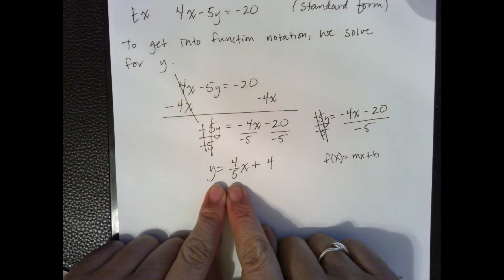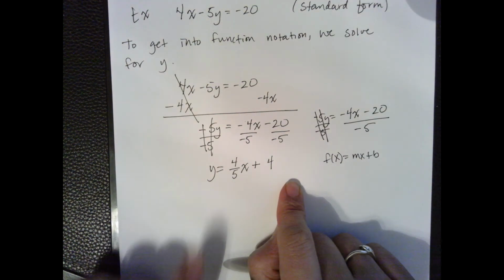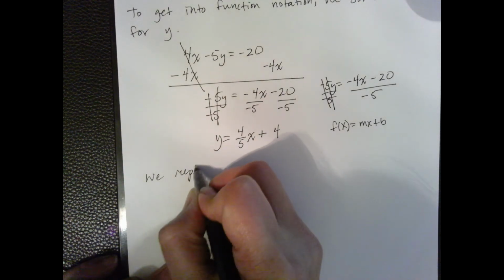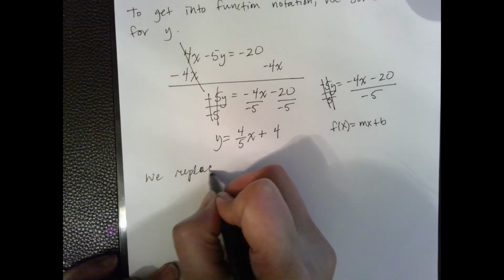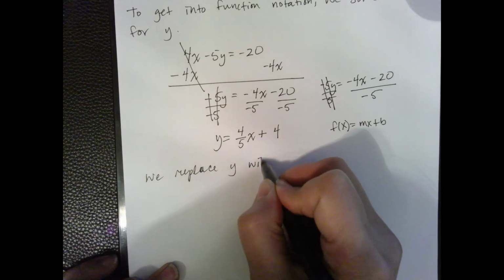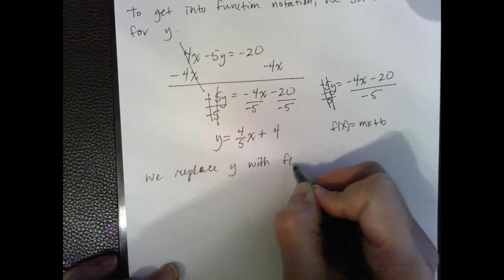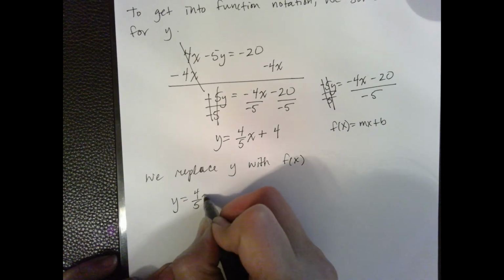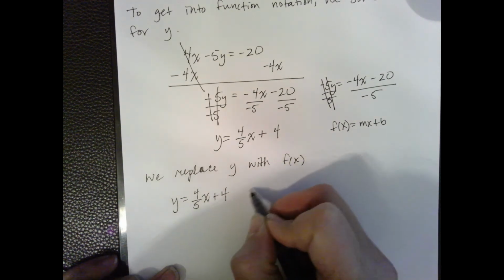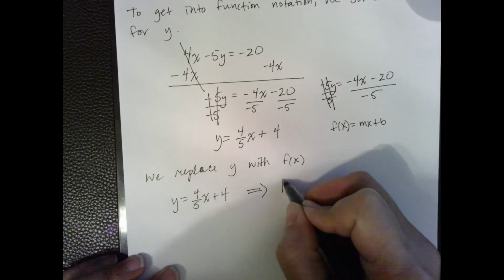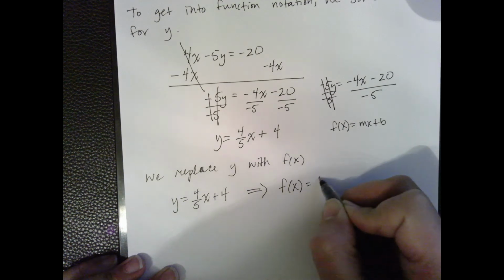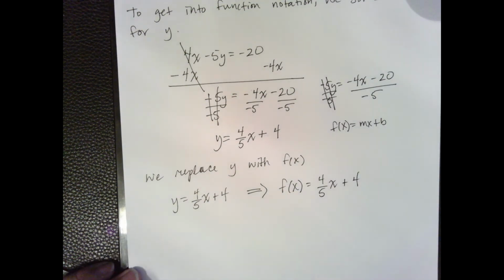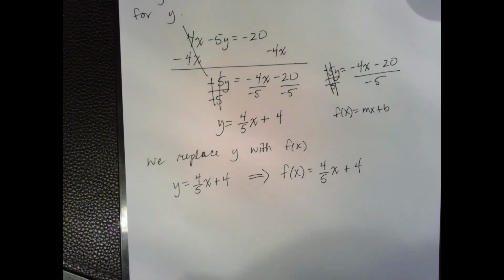Now that I have something that looks more like function notation, we replace y with f of x. So we have y equals 4/5 x plus 4, and that becomes f of x equals 4/5 x plus 4. Okay.